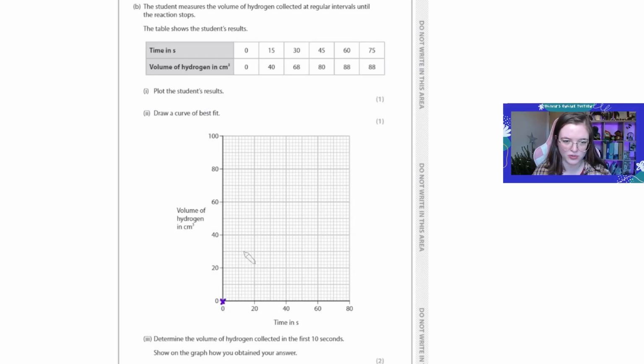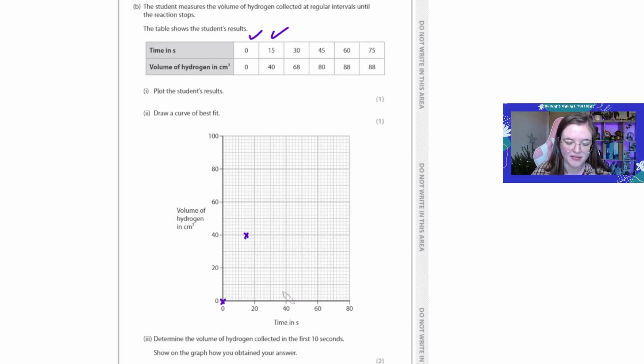Easy peasy. 0, 0, that's that one. And then 15, which is, well, if that's 20, half of that will be 10. Therefore, halfway between 10 and 20 is 15. So about here, up to 40, which is there.